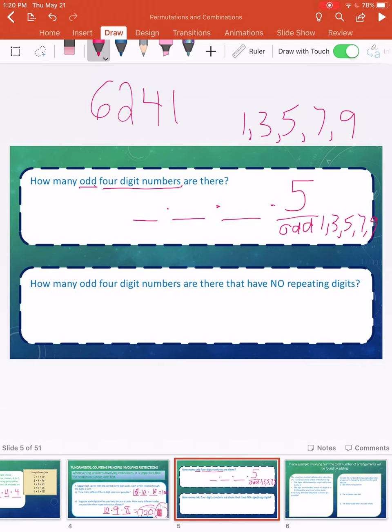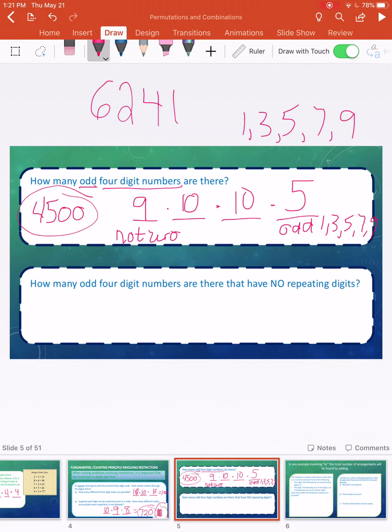Okay, our first digit can't be 0. And the reason for that is if I had a 0 here, it would no longer be a 4-digit number. It would be a 3-digit number. So I can't have a 0. However, I can have any other number from 1 to 9. So that means I have 9 options. For my second digit, it can really be any number. So I have 10 options and then 10 options. So I'm going to type 9 times 10 times 10 times 5. And I end up with 4,500 as my answer.